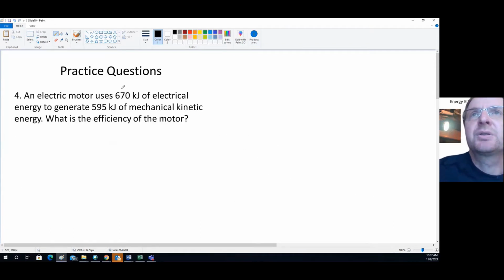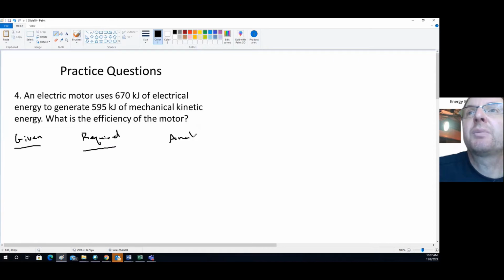An electric motor uses 670 kilojoules of electrical energy to generate 595 kilojoules of mechanical. Okay, so it's electrical being converted to mechanical. Yeah, classic efficiency question. What information are we given? What information is required? Do some analysis. What formula do we need? Which I often like to do right inside of the required, and then solve it. So just plug the numbers in and then your paraphrase.